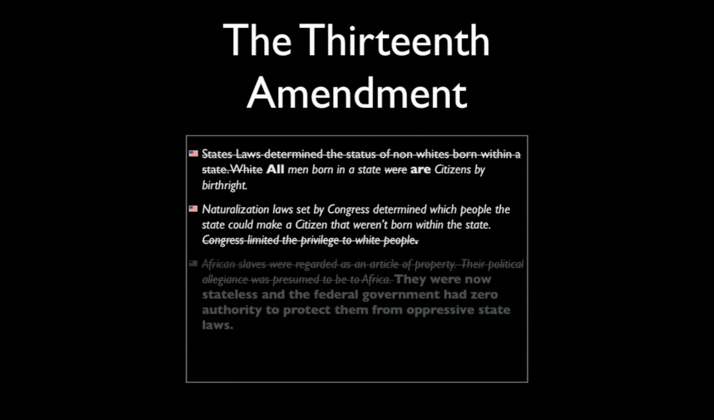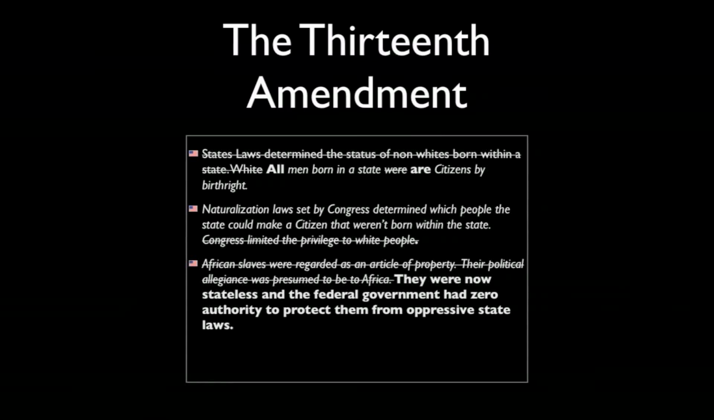All the slaves are freed, and you have a problem. The problem is that you have these freed slaves who do not belong to a political community because the 13th Amendment doesn't act retroactively. It doesn't act backwards. It can't go back and change things.